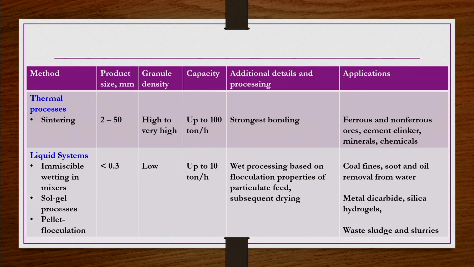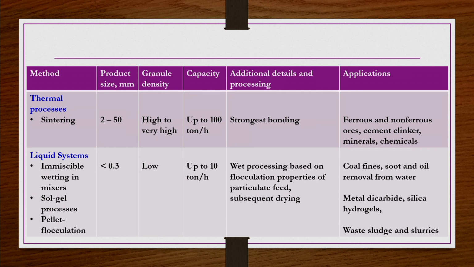Then the next method of size enlargement is sintering, which is a thermal process. The product size is in general 2 to 50 mm, and granule density is in general high to very high. They can handle capacities up to 100 tons per hour, and the strongest bonding is one of the primary features of these sintering processes. Applications in general are found in ferrous and non-ferrous ores, cement clinkers, minerals and chemicals production, etc.